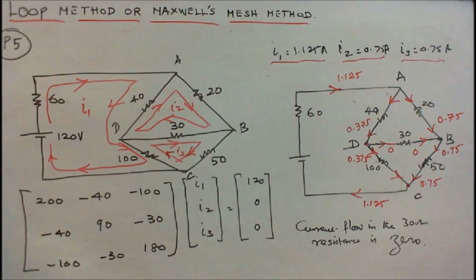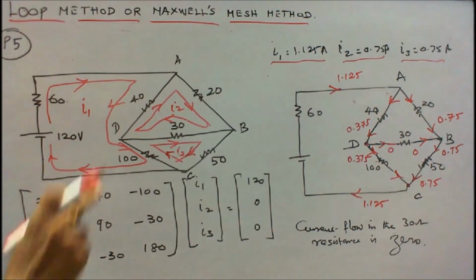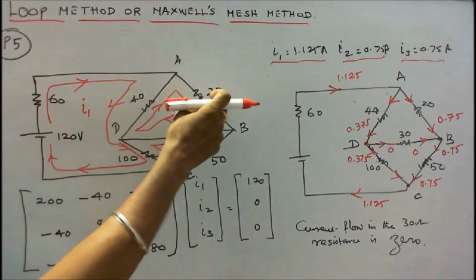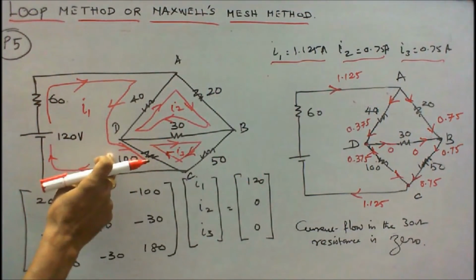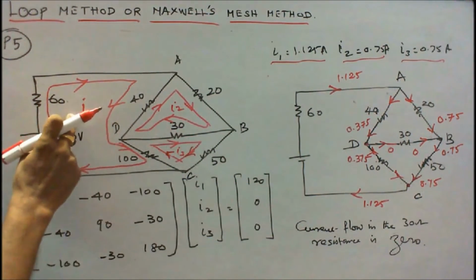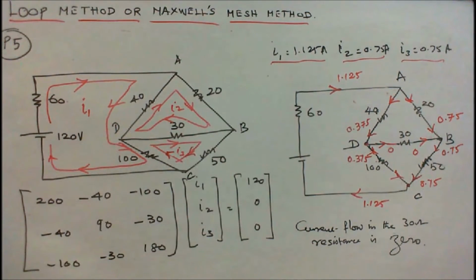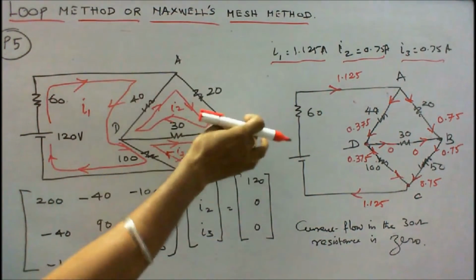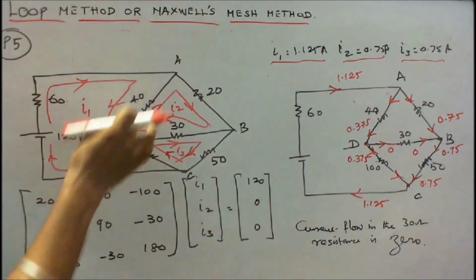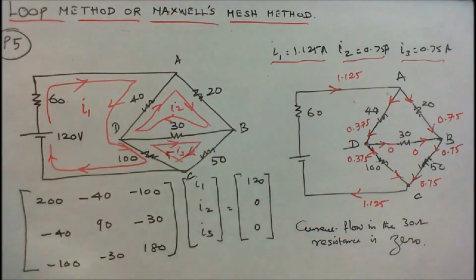Problem number 5. 6 resistors and 1 voltage source are connected as shown in the figure. The 6 resistors are 40 ohm, 20 ohm, 50 ohm, 100 ohm, 30 ohm and 60 ohm. Voltage is 120 volts. The question is to find the branch currents. What is the current in AB, BC, CD, DA and DB? That is the question.